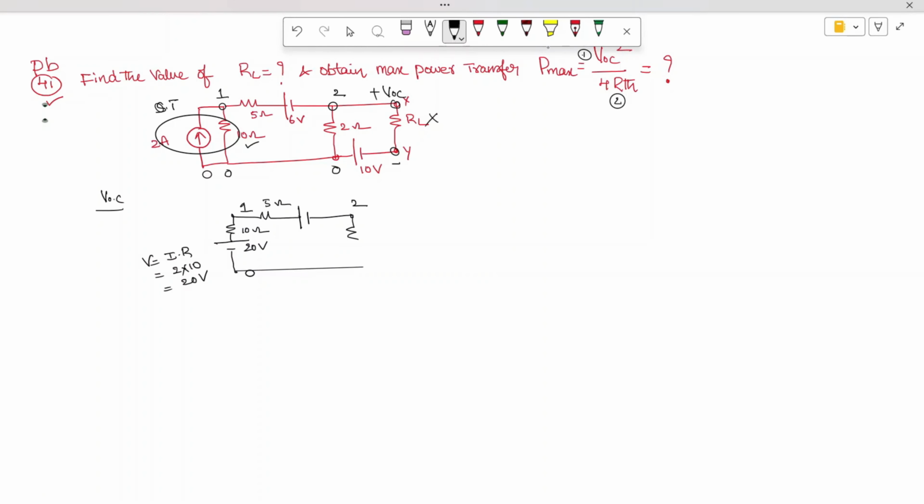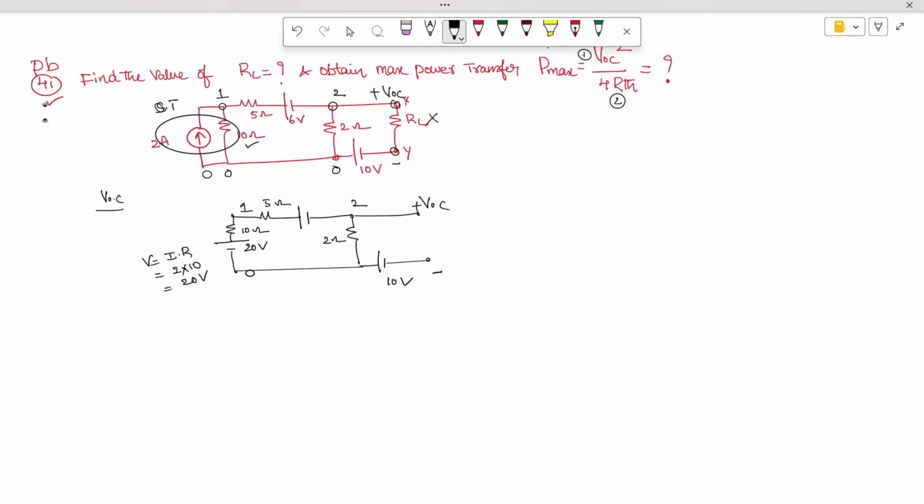And between 2 and 0, again a 2 ohm resistor is connected, and this is VOC, and we have to remove the load resistor, and we are connected with a battery of 10 volts here. Okay, this is plus and minus. So RL is removed. So now we want to find out VOC. Here this is VOC. This cannot be moved to point 2. Why? Because in between there is a voltage source.